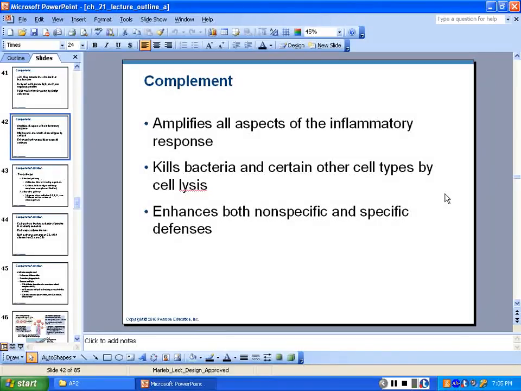And what was cell lysis? Okay, it's when a hole is poked in the membrane. The cell swells up because the fluid rushes in. Why does fluid rush in? Why doesn't it rush out? Because solute sucks. Because that cell must be full of solutes, right?